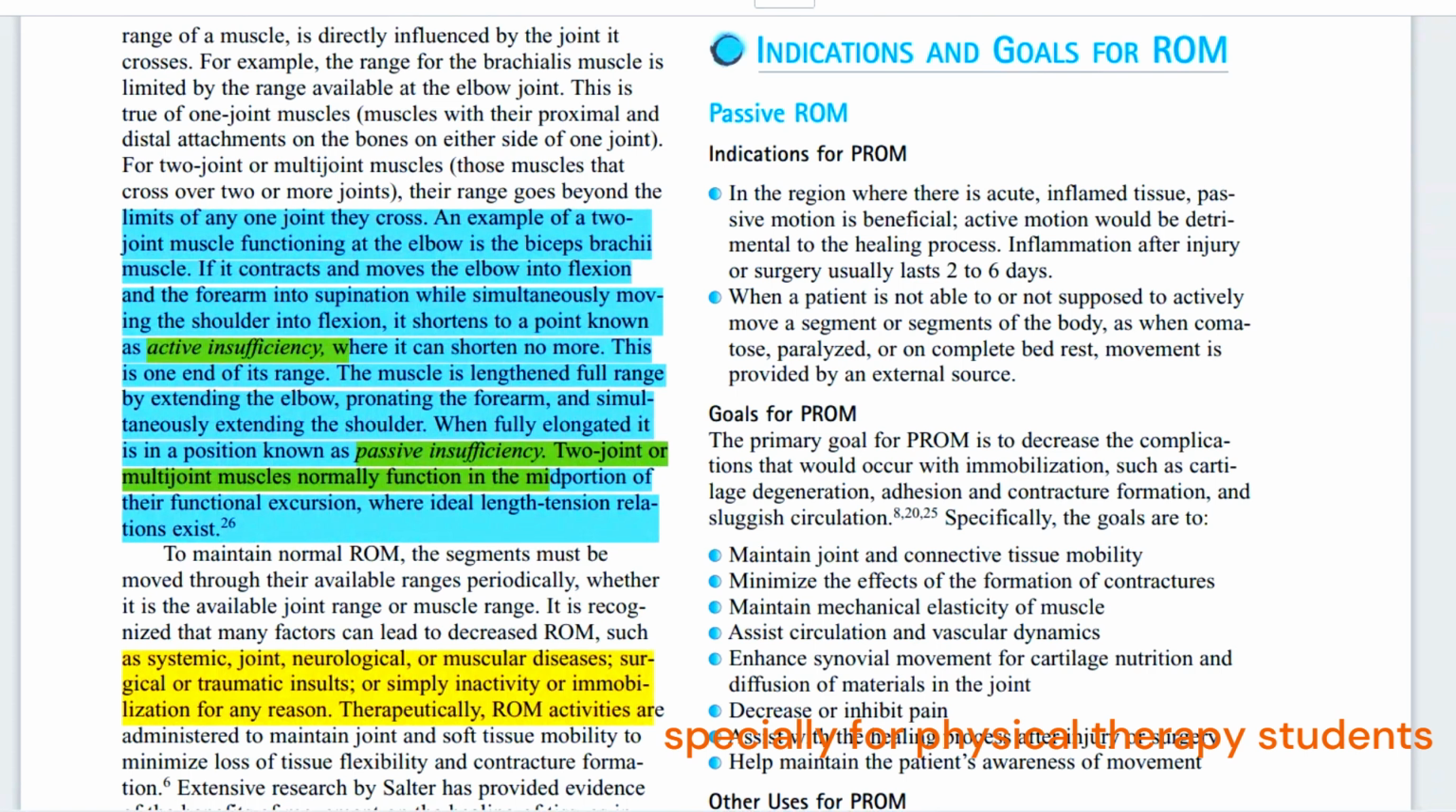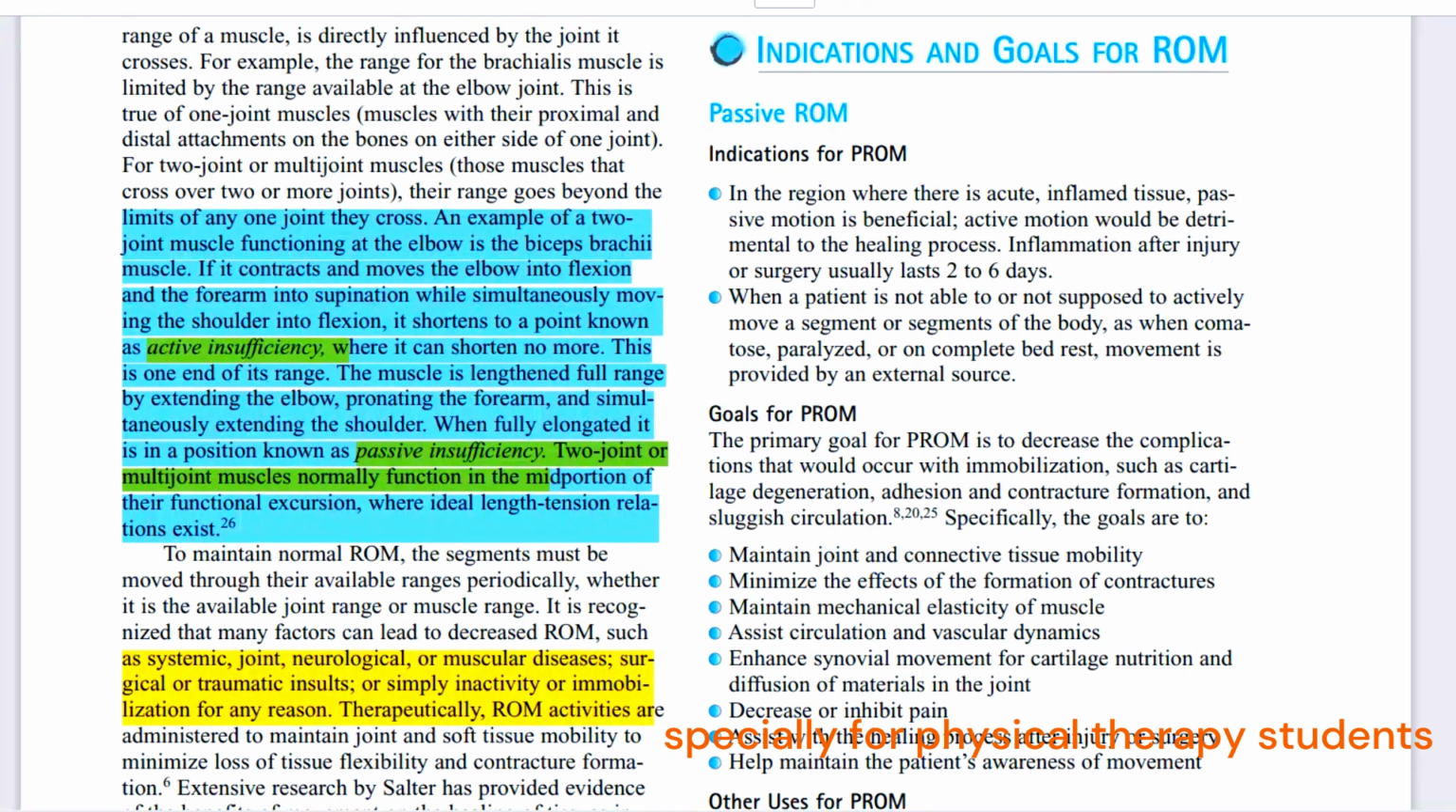The second one is when a patient cannot or should not move actively, like in a condition like stroke, paralysis, coma, bed rest, when the patient is completely bedridden. In these kinds of conditions, the patient cannot move by themselves, so you have to give passive range of motion exercise. After that, there are certain goals that you have to achieve.